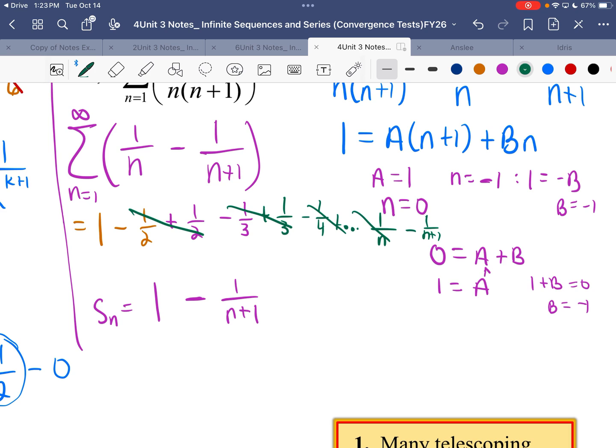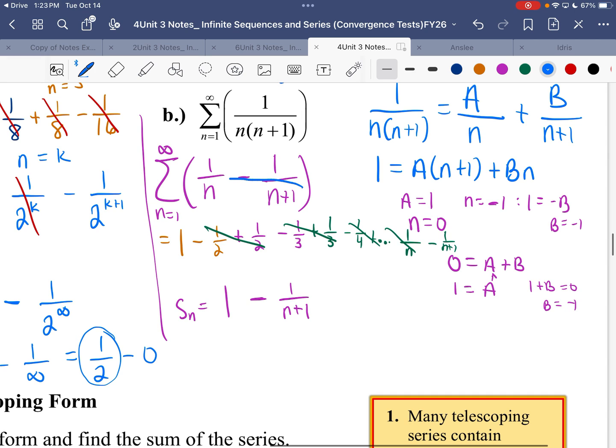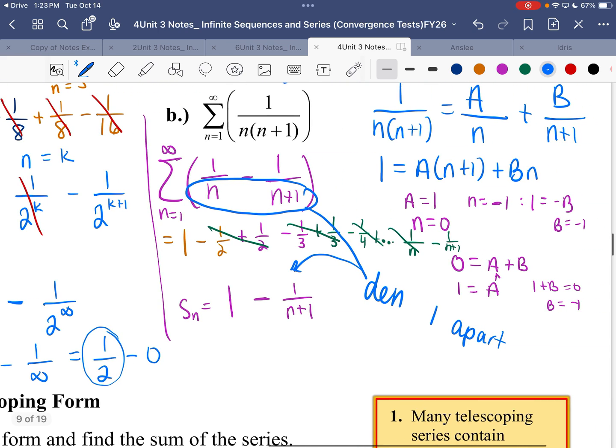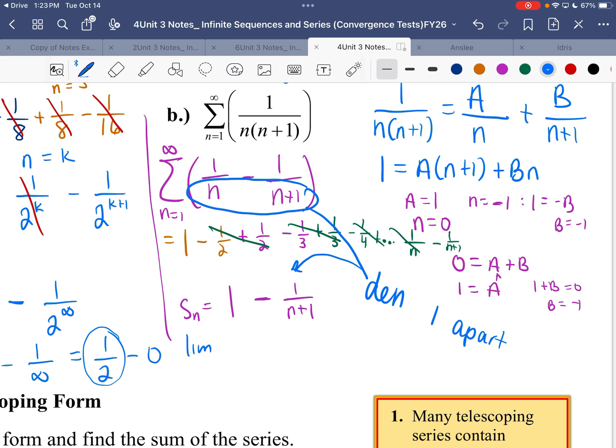I do want to caution you on something that is not necessarily always true. It's not always the first minus the last. These two cases have always had the denominators being 1 apart, which gives you first minus last. So look over here. The denominators had n being 1 apart, so it was the same pattern. On example 5, we're going to see when it's not doing that. Yay.